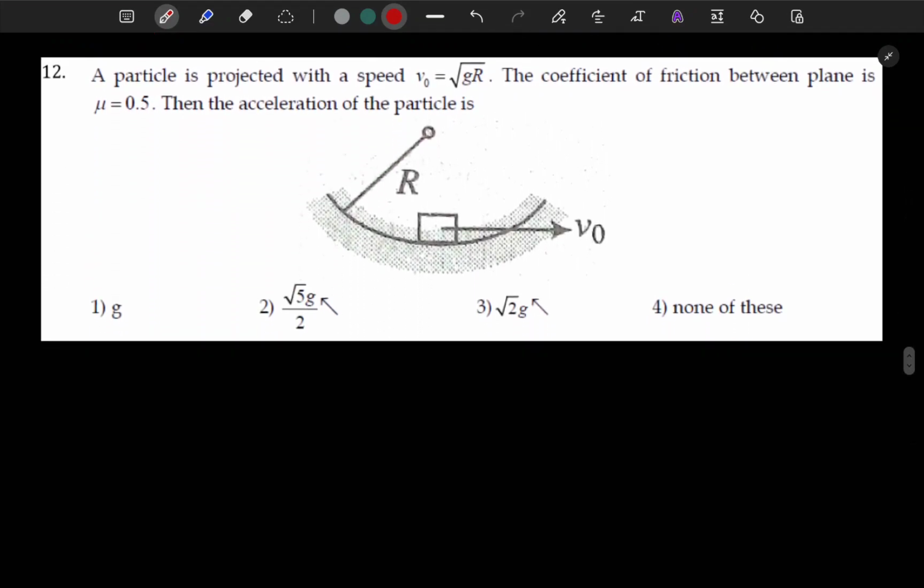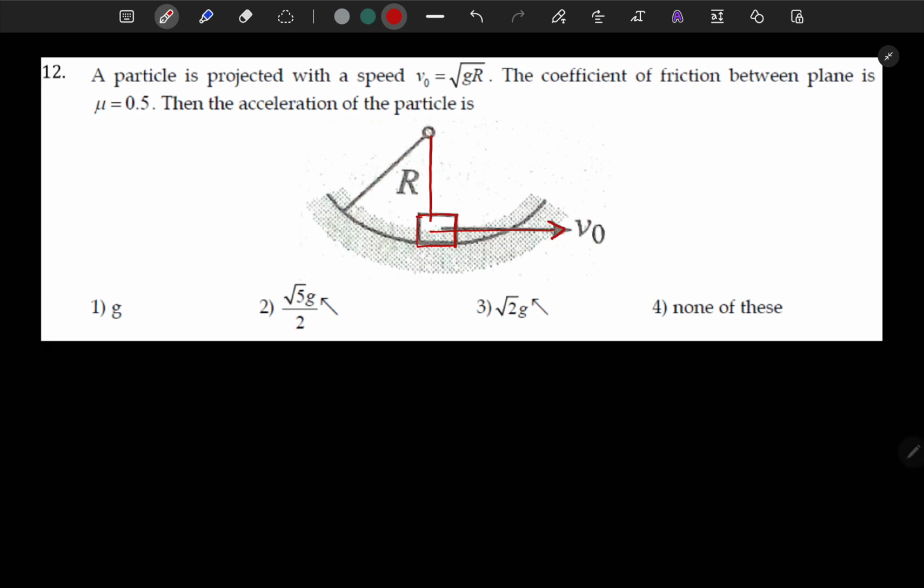And here is a very good question. A particle is projected with a speed of root gr, the coefficient of friction. So here is a circular path, and this is the point from where it is projected with v0. The coefficient of friction between the planes is 0.5. Then the acceleration of the particle is. So how to find out the acceleration of the particle? Let's see.